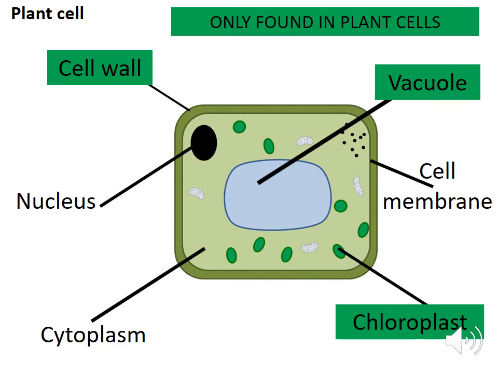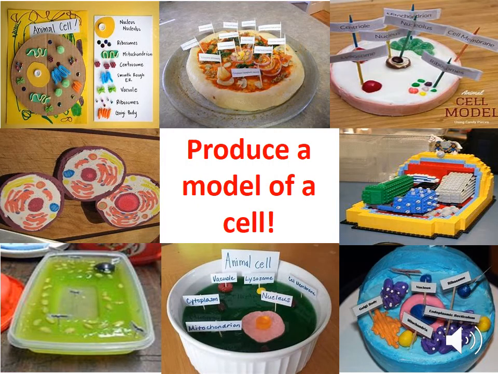Excellent work, Year 6. Now I've got a little challenge for you. See if you can produce a model of a cell. So you can do this in lots of different ways. We've had students using slime or hair gel and sticking things into a Tupperware box to make the cell. We've had students make cakes. We've had students do it with arts and crafts. And there you can see a diagram, a structure of a cell as a pizza.